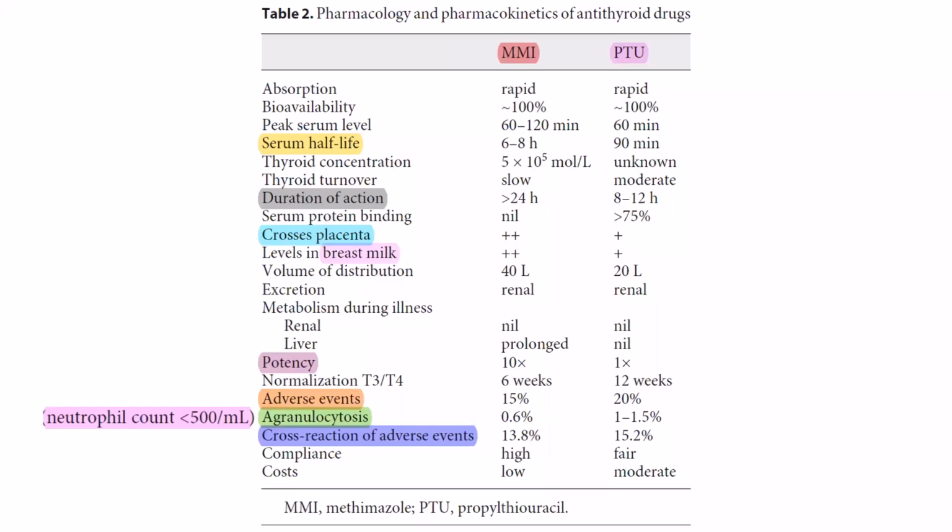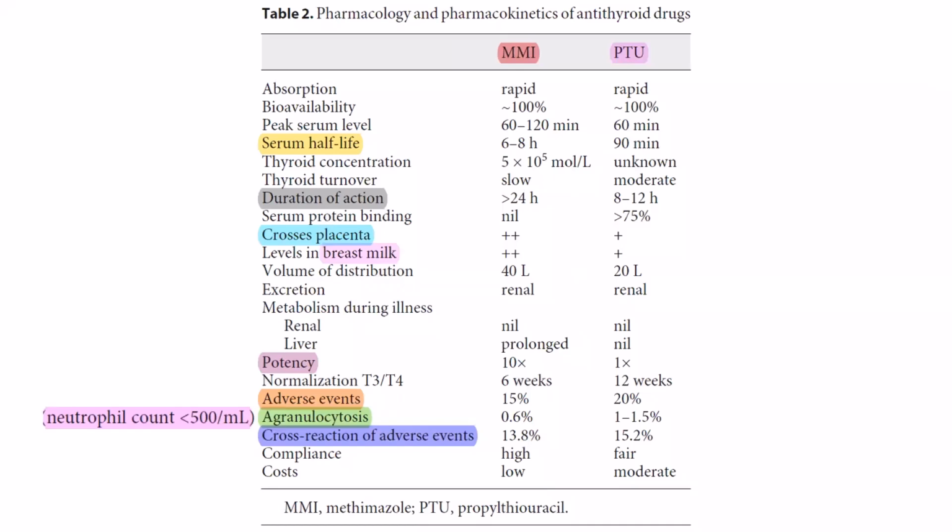Also, the duration of action of methimazole is prolonged, so it can be given once daily, both methimazole and carbimazole, but the propylthiouracil half-life is shorter than methimazole, 8 to 12 hours, so it must be given twice or 3 times per day to be effective and to cover 24 hours. Both drugs cross the placenta, but methimazole crosses more than propylthiouracil, and both drugs are secreted in the milk, but can be given during lactation. Both drugs are excreted renally.